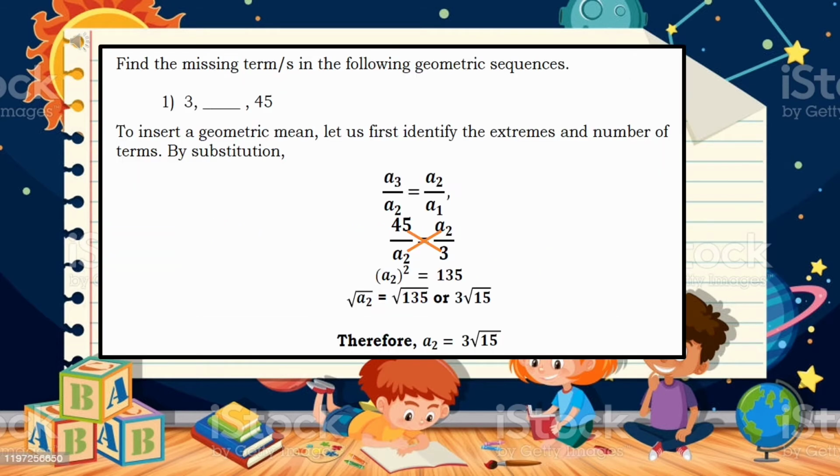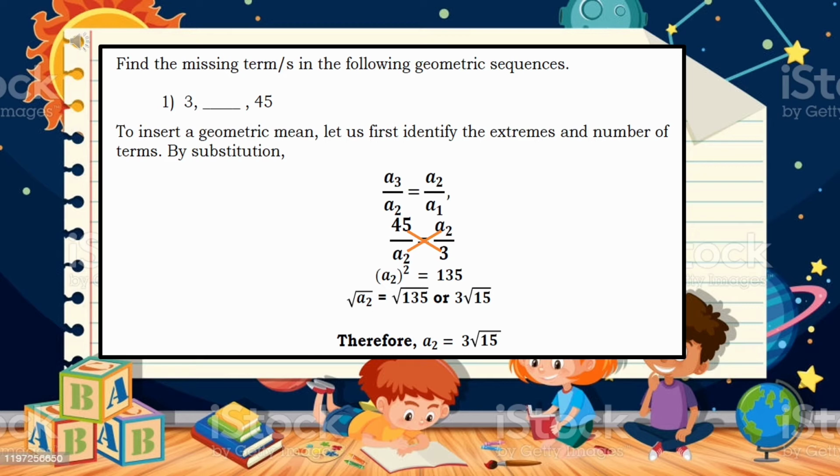Finding the missing terms in the following geometric sequences. Number 1 is 3 and 45. We're going to find the middle term. To insert a geometric mean, let us first identify the extremes and number of terms by substitution. So we have here 3 terms. Your 3, the second number, which we are going to find, and the third one is 45. So a sub 3 divided by a sub 2 equals a sub 2 divided by a sub 1. By substitution, let us substitute the value of a sub 3, which is 45. The a sub 2 is unknown, so we don't need to write any number in that. Your a sub 1 is 3.